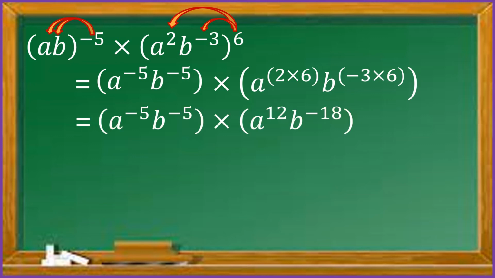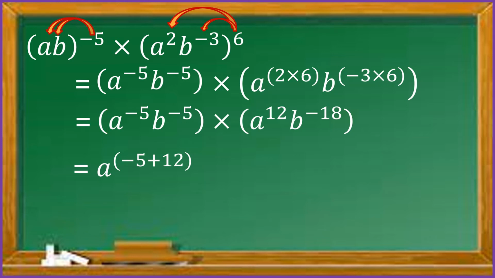Simplifying further, we get A to the negative 5, B to the negative 5 times 2 times 6 is equal to 12. So we have A to the power of 12. Negative 3 times 6 is equal to negative 18. So we have B to the negative 18. And then we are going to apply the product law to A to the negative 5 and A to the power of 12. Simplifying further, we get A to the power of negative 5 plus 12.